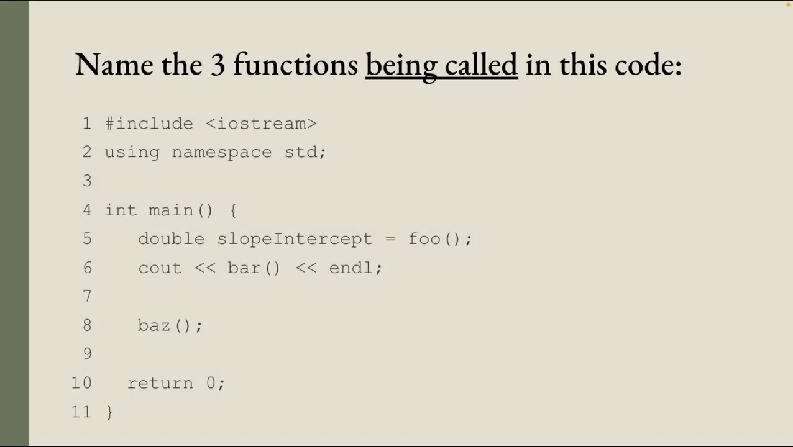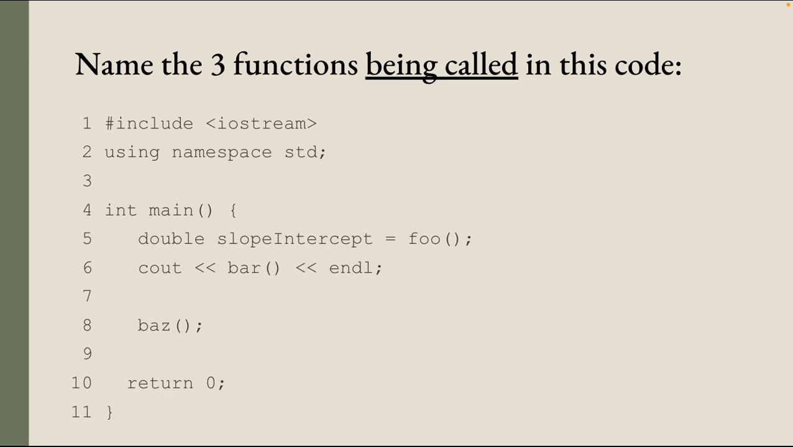Again, if you missed this the first time it was shown, there are 3 functions being called in this code. We know what those functions are because of the opening and closing parentheses. Going from line 1 down, line 4 does not count as calling a function because we're creating the function. We know that because of the opening curly brace right here and the closing curly brace right here. That means we're adding the steps for this function. We haven't called it because it doesn't even exist yet. We created it.